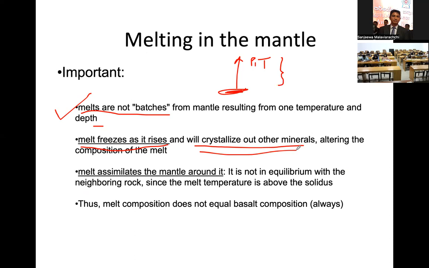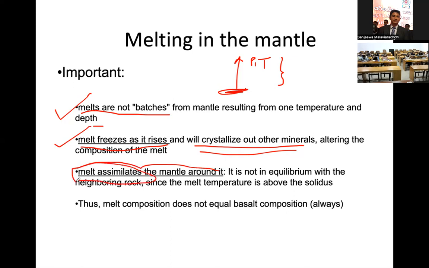You heat sugar, then you produce a melt. But if you want to make sugar again, you have to cool it. The liquid you have to cool like that. And also, we need to note that the melt assimilates the mantle around it. What is assimilation?